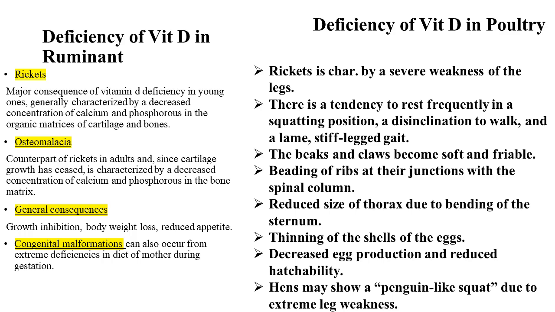The deficiency of vitamin D in poultry results in rickets that is characterized by severe weakness of the legs. There is a tendency to rest frequently in a squatting position, a disinclination to walk, and a lame, stiff-legged gait. The beaks and claws become soft and friable. Beading of ribs at their junctions with the spinal column. Reduced size of thorax due to bending of the sternum. Thinning of the shells of the eggs. Decreased egg production and reduced hatchability. Hens may show a penguin-like squat due to extreme leg weakness.